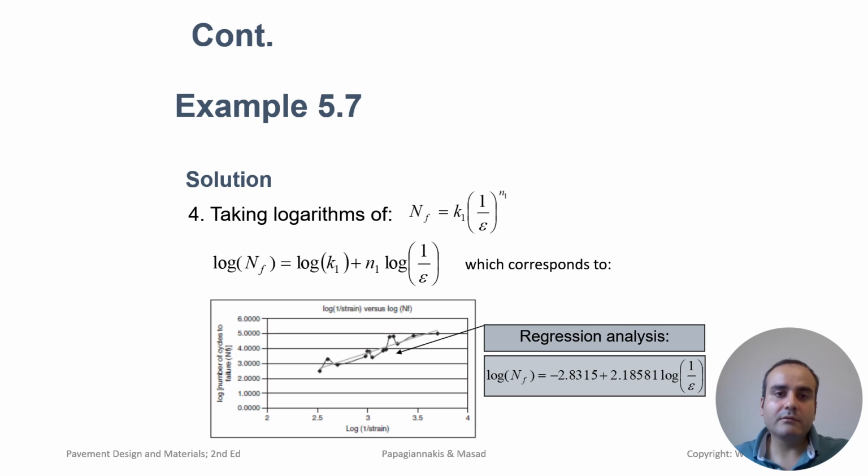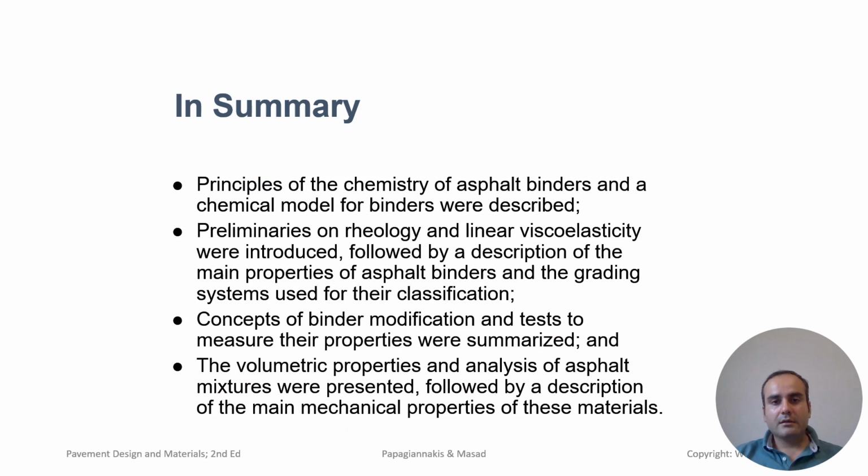Then, having the results from the previous table, we can plot the log of the number of cycles to failure versus the log of 1 over strain. This can be done by taking logarithms of the equation, and we can plot the results as shown in this graph.